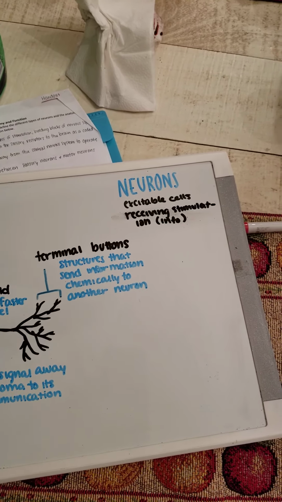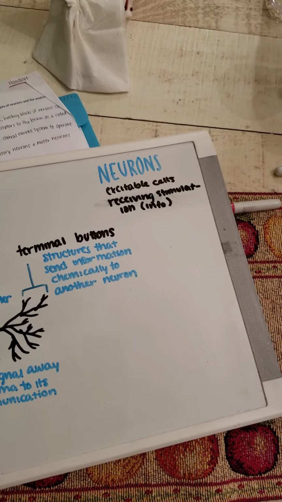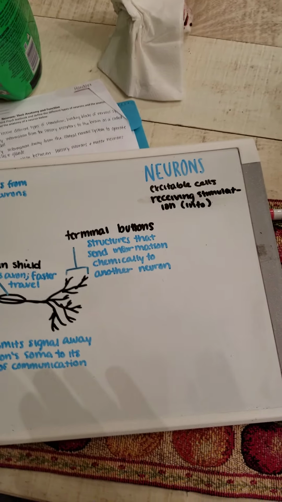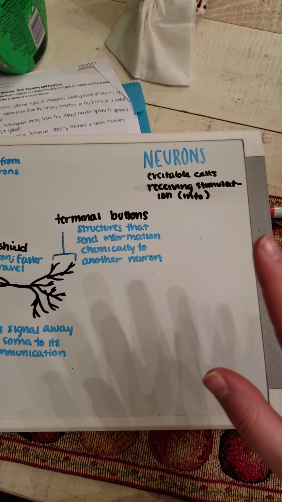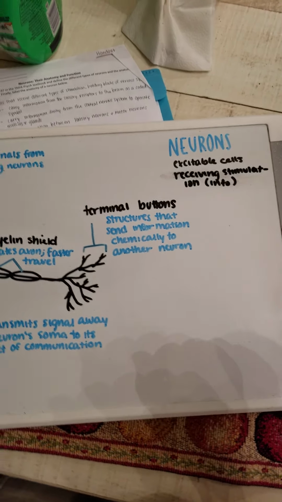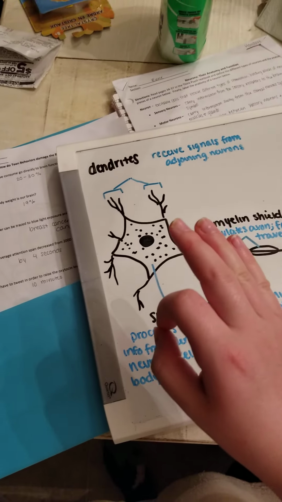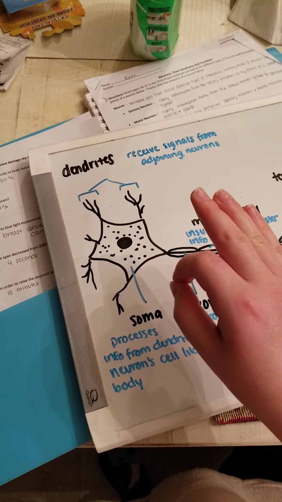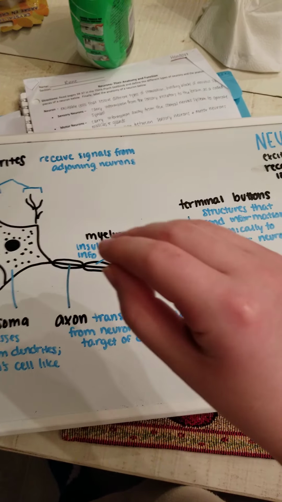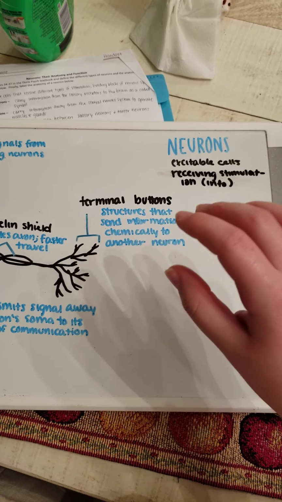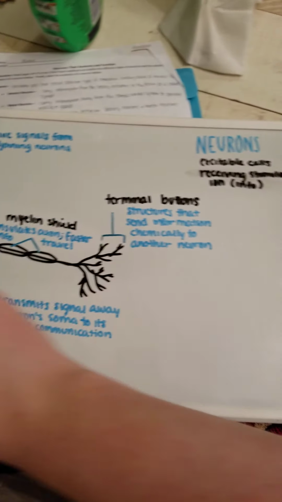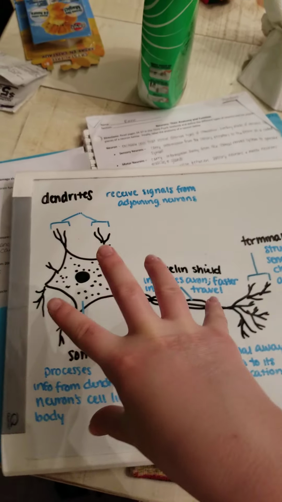So, neurons are excitable cells that receive different types of stimulation, and they are the building blocks of the nervous system. An important thing to know about neurons is that it begins as a chemical communication, then turns into electrical, and then goes out as a chemical communication. That's important, and I will label it once I'm finished with all this.